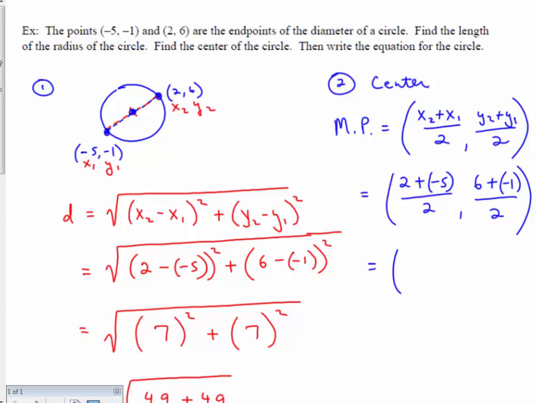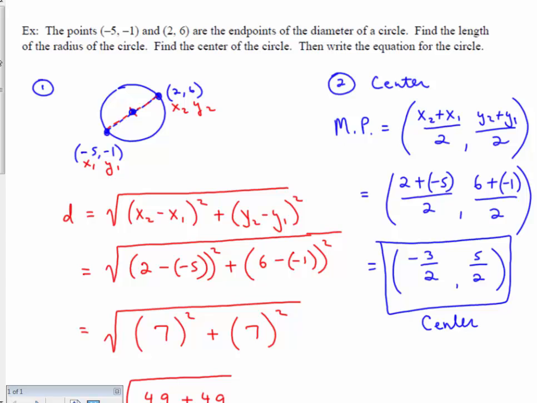2 plus negative 5 on the top is negative 3. When you divide by 2, you get negative 3 halves. And then 6 plus negative 1 is 5, so it would be 5 over 2. If these fractions reduce, you want to reduce them. In this case, they do not. I want to leave them exact, and so that would be the center for my circle.